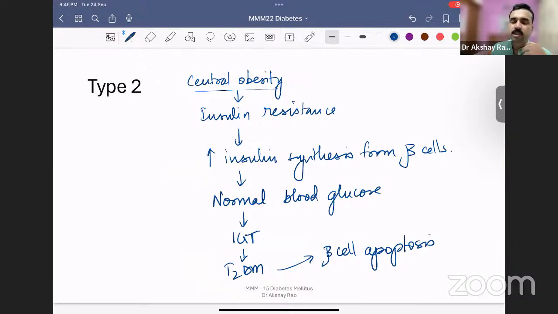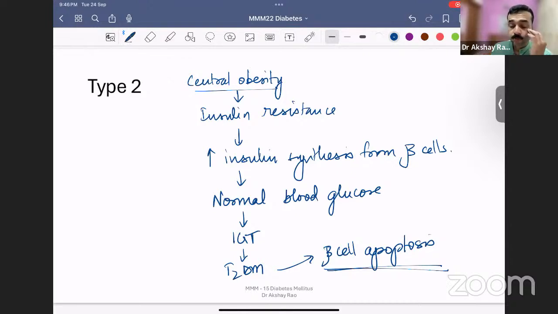They keep producing insulin. The demand is so much. Keep producing, not getting under control. So for some years, they'll be able to do it. But after that, they will end up having apoptosis. And this is also partly as a result of high glucose also. So high glucose itself can lead to beta cell apoptosis. That's called glucotoxicity. High glucose causing beta cell death, beta cell apoptosis is called as glucotoxicity.